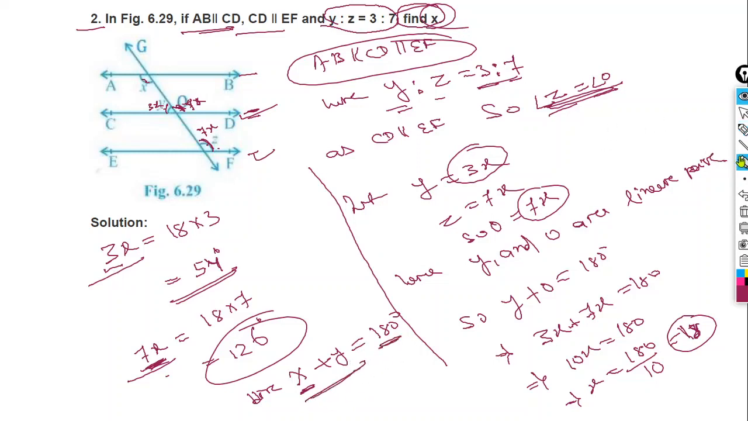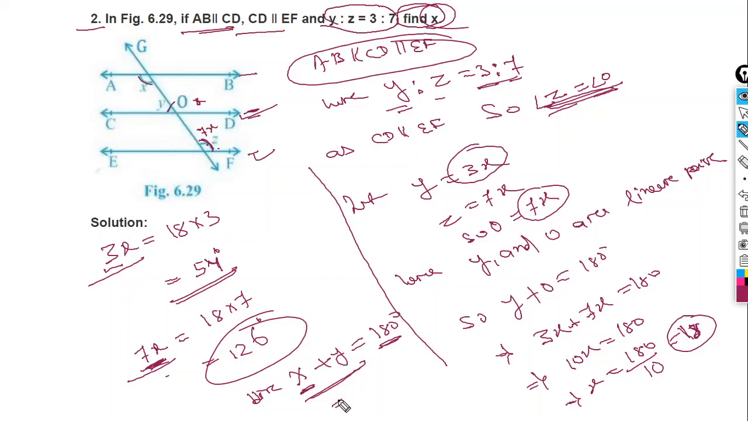You just look at the figure here. Yes, here x plus y, these two angles, the sum will be 180 degree. Why? Because they are the sum of the two interior angles on one side of the transversal. The sum will be 180 degree. So x plus y equal to 180 degree.